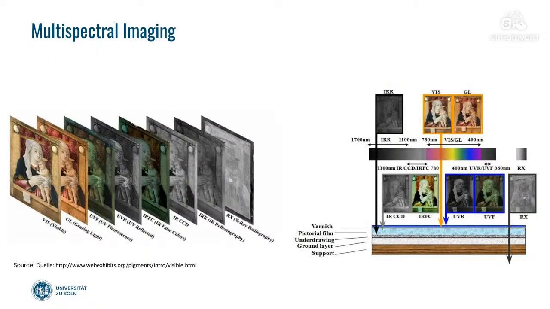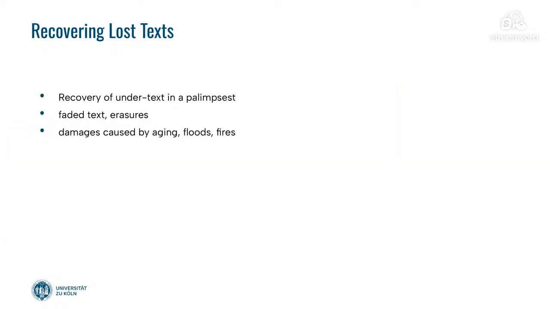So the second imaging technique is multispectral imaging, which can be used a lot in art history, but also for manuscripts. And you can make visible underlying layers of color or ink by using different wavelengths of light. So it's used to recover lost texts. For example, the recovery of undertext in a palimpsest, faded text, erasures. So if you, for example, have water damage, fire damage, damages caused by all sorts of aging of the historic handwritten object.